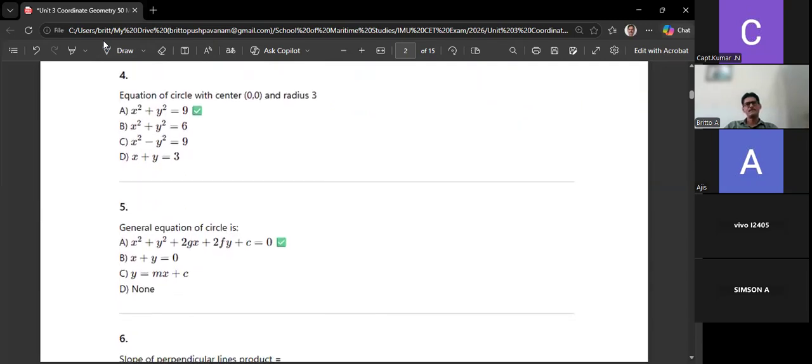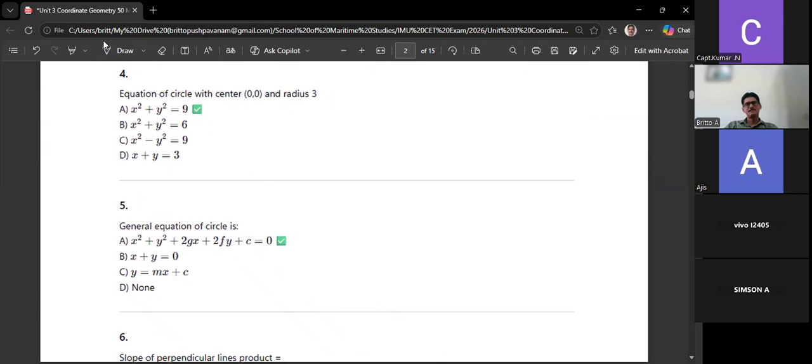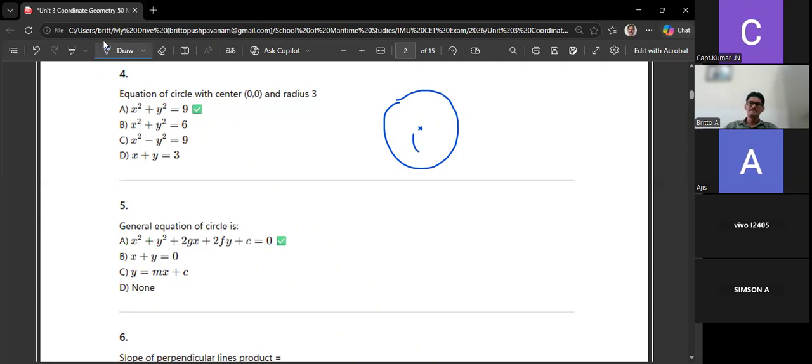Question number 4. This is related to circle. The equation of a circle with center is 0 comma 0 and the radius is 3. So you are given a center and radius of the circle. You know the circle, equation of circle. There are 3 types of equation of circle. Right? One is suppose you are given a point, 1 point. There is center point is given a comma b. Okay? Then you can write the center point is given and the radius is r is given.